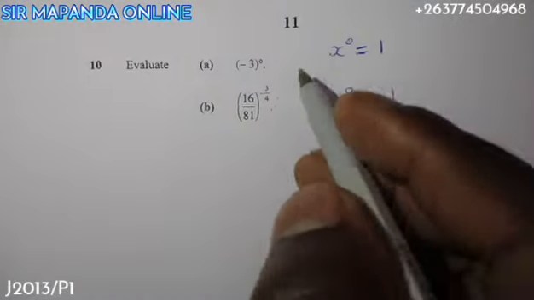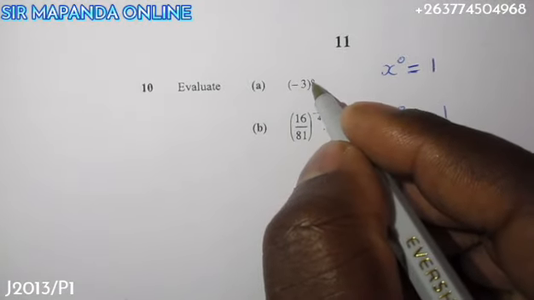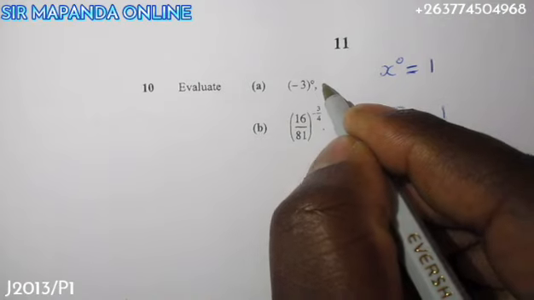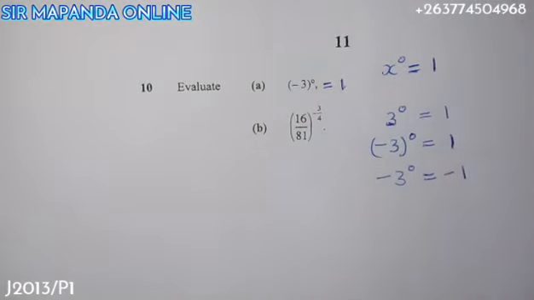So if you look carefully, the 3 was inside the brackets. It means 0 is affecting both the minus and the 3. So for this situation, our answer is 1. I hope you are following. Then we move on to part B of the question. Evaluate 16 over 81 to the power of minus 3 over 4.